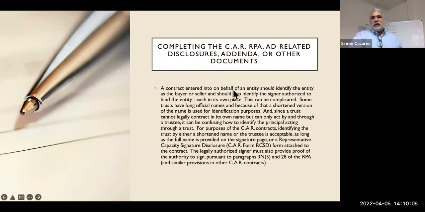So the forms that are a part of this agreement: the CAR contracts identify the trust by its shortened name, or the trust is acceptable as long as the full name is provided on the signature page as the representative capacity signature disclosure, better known as the RCSD form attached to the contract. The legally authorized signer must also provide proof of the authority to sign pursuant to paragraphs 3N-5 and 28 of the RPA, the purchase agreement, and similar provisions in other CAR contracts.